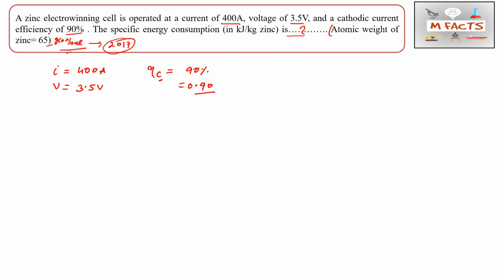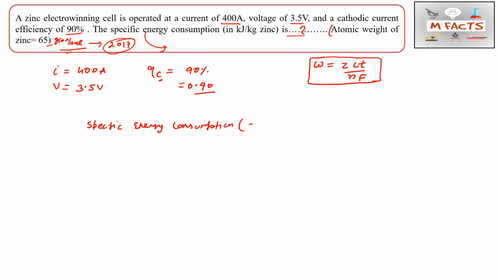So according to Faraday's law, we know that W is equal to ZIT by NF. This is the formula which you have read till now, but now I will introduce one new formula for finding the value of specific energy consumption. Okay, so what is the formula for specific energy consumption? Specific energy consumption you may write like that: E is equal to NF E cell.